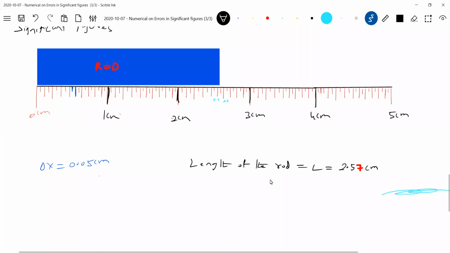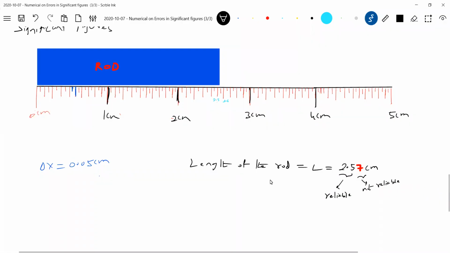Which one are you more confident about? I think we are more confident of 2 and 2.5, no? 2 and 0.5, that one. We are not very confident. Which are reliable? These two are reliable. And what about this 7? Not reliable.